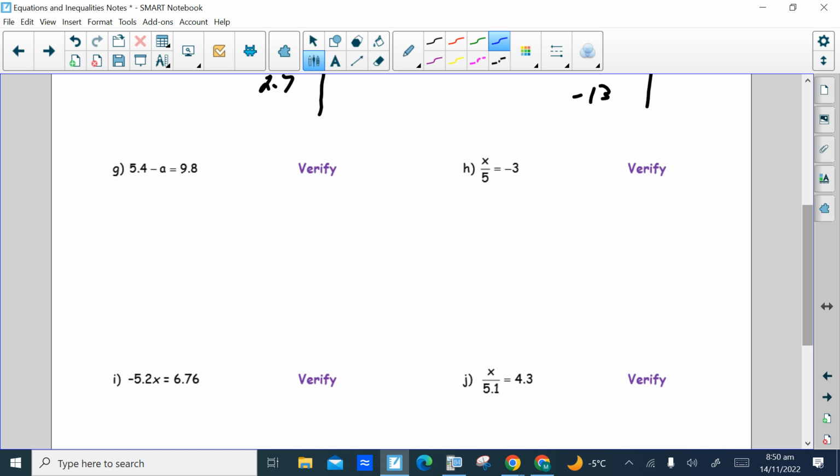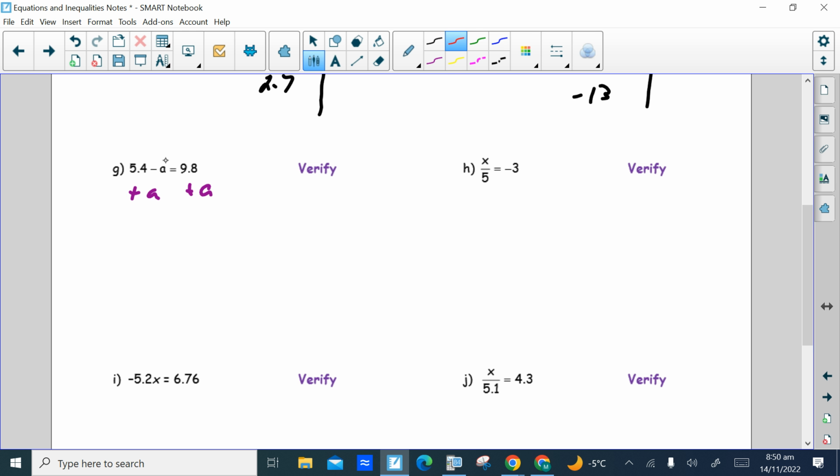Question G. We saw one like this earlier. We don't want to know what negative A equals. We want to know what positive A equals. So that's going to be my first step. I'm going to add A to both sides so that the A is positive, not negative. Now there is another way that we can handle this, and we'll get into that. But for now, this is how I'm going to do it.